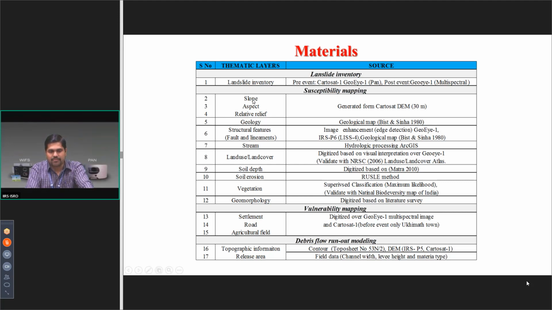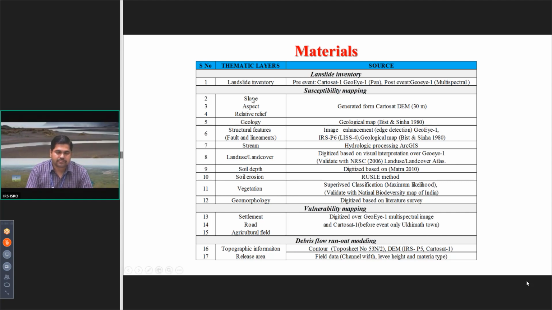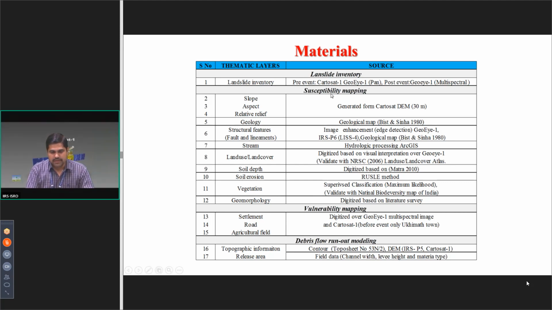So if you put these different maps, slope, aspect, relative relief, geology, structure, stream, one after another, and then add these layers in an image processing software, you get what is called the susceptibility map. Here again, you can put weights according to your wishes or your field knowledge. Suppose I believe that slope in that area is particularly important. I have seen that wherever the slope is more than 50 degrees, I get a landslide. So I put maximum weight to this. That is how I get a susceptibility map.